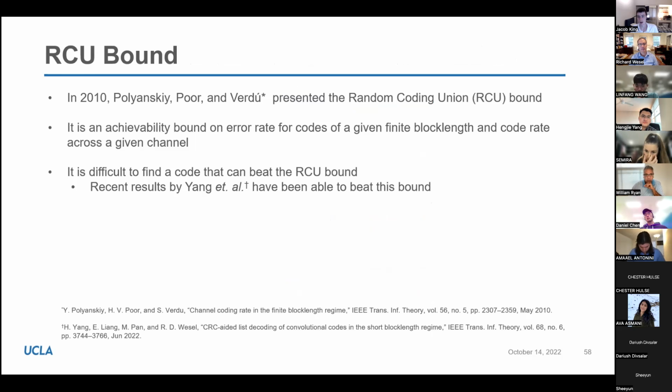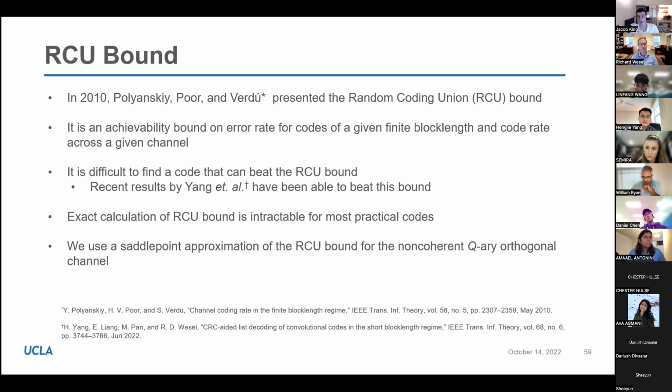While the RCU bound is an achievability bound, in practice it is very difficult to find block codes that can beat the RCU bound. Recent results by Yang et al. have found tail-biting convolutional codes with CRC that can beat this bound. The exact calculation of the RCU bound is intractable for most practical block lengths. As a result, we instead use a saddle point approximation of the RCU bound for our non-coherent Q-ary orthogonal channel.